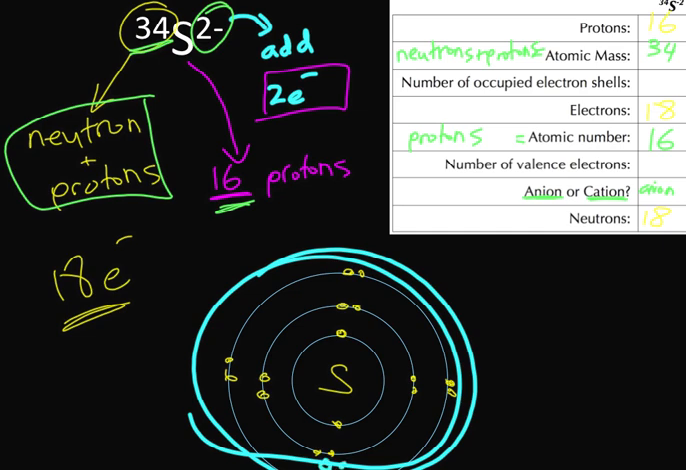So 8 more. Then the outermost shell here has 8 electrons. And valence, that's the outermost shell. Number of occupied shells, we've got the inside shell, the middle second shell, and the outside shell. So we've got 3 occupied electron shells.